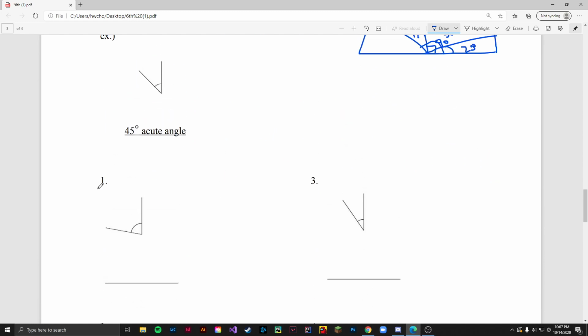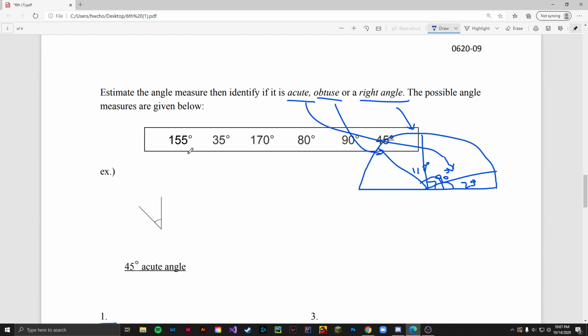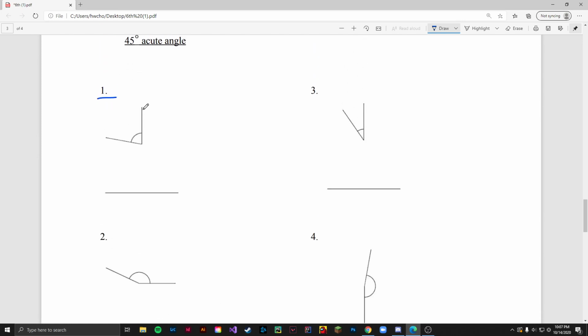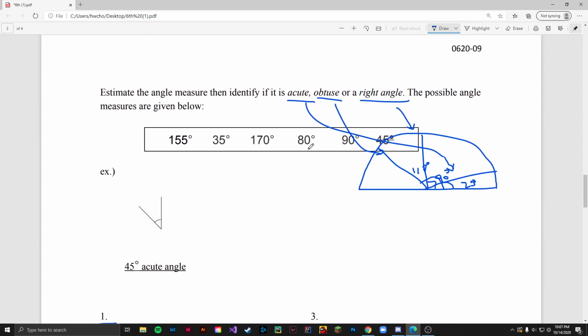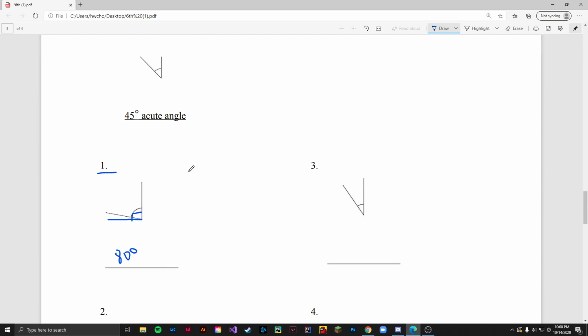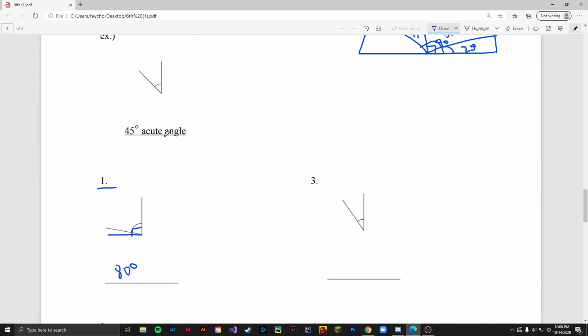Okay, so for number 1, we have to find from this list. Does this look bigger or smaller than a right angle, or does it look like a right angle? Kind of looks a little bit smaller, right? A right angle would be kind of like that. Since it's a little bit smaller, it's not going to be 90 degrees. It's going to be a little less than 90 degrees. Let's look over here. 45 degrees, that's a little bit too short for what we had, right? 35 degrees, that's even less. So let's just go with 80. 80, and since it's less than 90 degrees, acute angle.